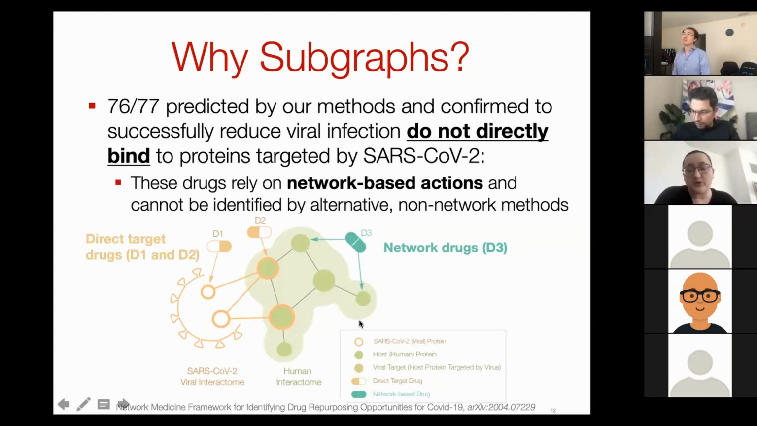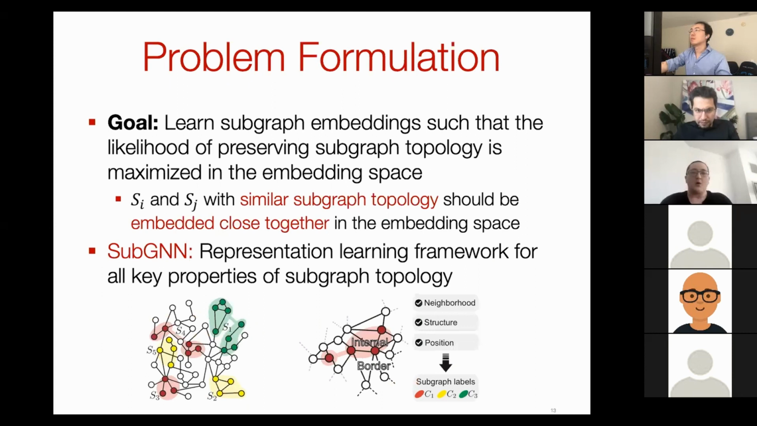We call those drugs network drugs, because in order to identify and model them, one really needs to think about the entire structure of drug targets and how they are related to each other. So it's not sufficient to simply represent a drug as an individual node. Subgraphs are a better way of representing that, as also demonstrated by this, which I will discuss more later in the talk. Okay, so that is a motivation for why we want to use subgraphs and learn subgraph embeddings.